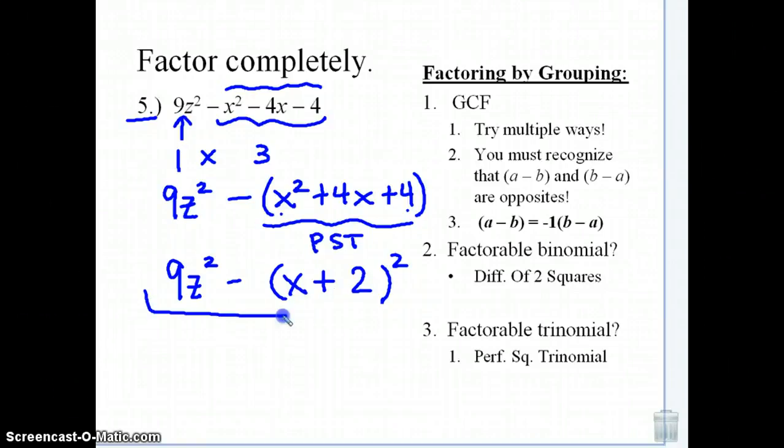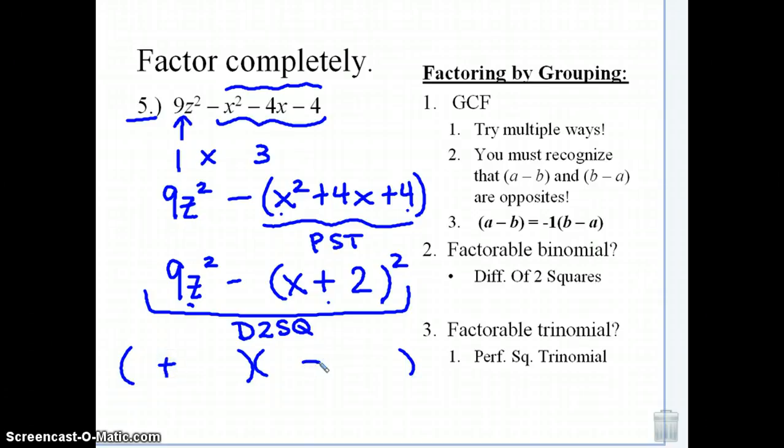Ladies and gentlemen, I have 2 terms. The first term is a perfect square. The second is a perfect square. This is a difference of 2 squares. And we know when we do differences of 2 squares, we have a plus, minus. And how do I find the square root of 9z squared? Mitch? 3z. So I put 3z in both of them.